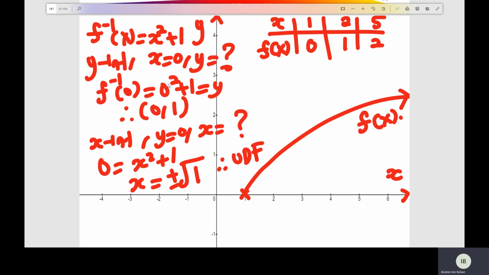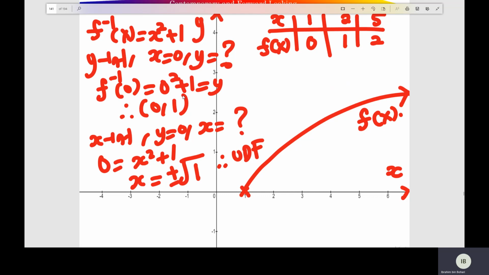Okay, and the second function, f inverse of x equals x squared plus 1. Before you sketch the graph of the quadratic function, you find the y-intercept and the x-intercept of the function. For the y-intercept, when x equals 0, you find the value of y. You substitute 0 into the function, and y equals 1. The y-intercept exists at (0, 1), the first point. For the x-intercept, y equals 0, so you find the value of x. Here 0 equals x squared plus 1, and x equals plus or minus the square root of negative 1, so the x-intercept of the function is undefined, or does not exist.